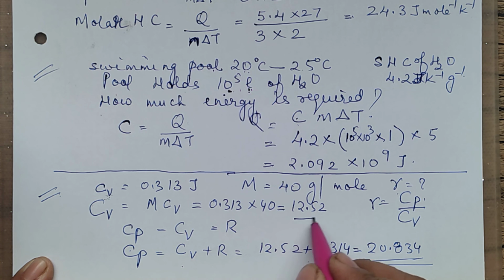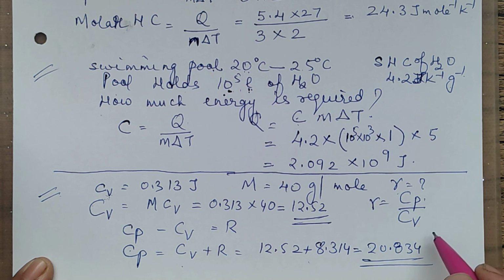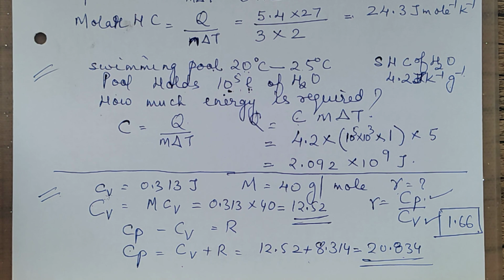This is Cv. This ratio you have to calculate. Put this value of Cp here. Put this value of Cv here. When you calculate this, it comes out to be 1.66. So that 1.66 value is for what? Monoatomic gas. So you will write down it is for monoatomic gas.